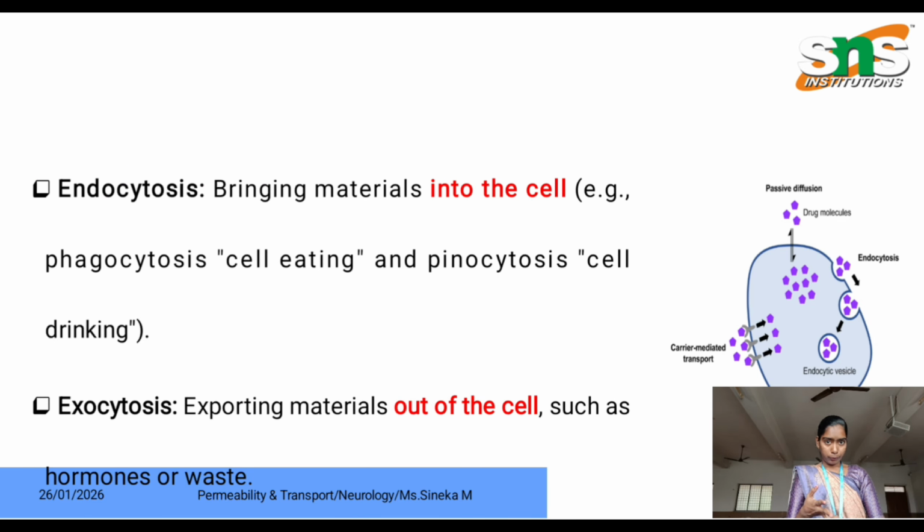There are two types of cell material movement that occur in the cell membrane. The first one is endocytosis and the other is exocytosis. Endocytosis means bringing materials inside the cell. Phagocytosis, cell eating, or pinocytosis, cell drinking, are examples. Exocytosis is exporting material out of the cell, such as hormones or waste. So bringing materials inside the cell is called endocytosis, and exporting materials outside of the cell is called exocytosis.